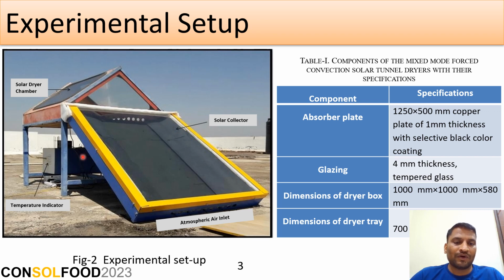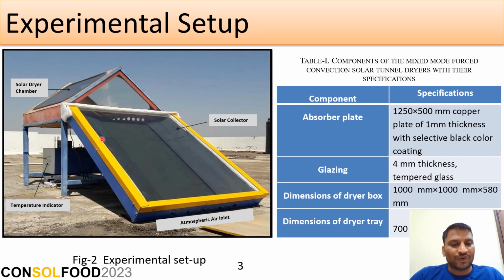The glazing for the collector as well as for the drying chamber is made from glass of 4 mm thickness. The dryer chamber consists of a tray for keeping the product to be dried, and that tray is directly mounted on a weighing balance so that we can measure the weight of the product periodically. Other sensors like temperature sensors, hygrometer, and pyrometer are used to measure the temperatures, humidity, and solar radiation respectively.